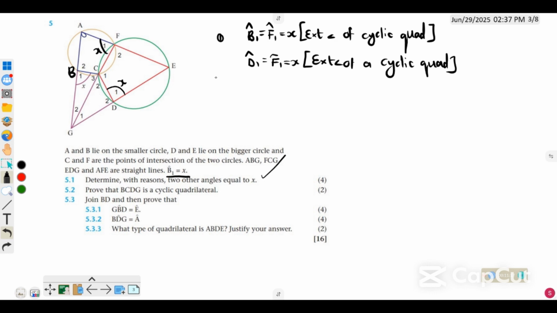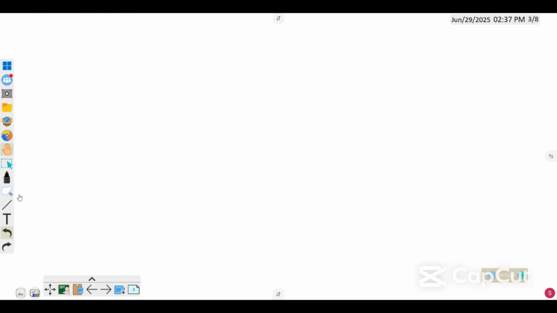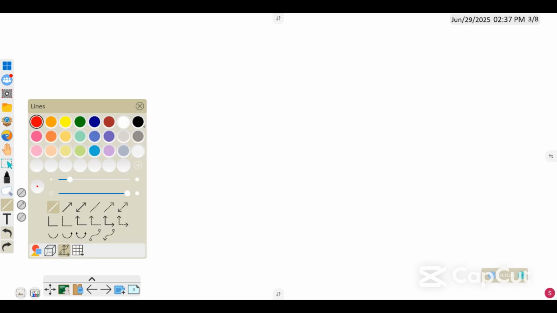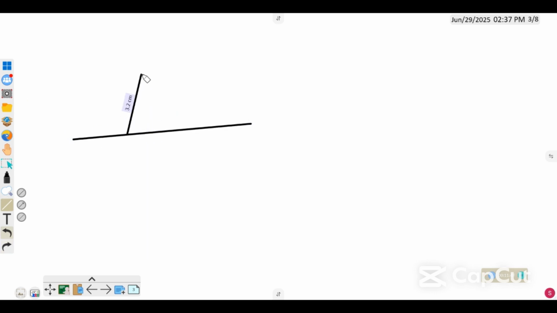Number 2, prove that BCDG is a cyclic quadrilateral. Where's BCDG? B there, C, D, G is a cyclic quadrilateral. Listen up. Whenever you are asked to prove that something is a cyclic quad, you first need to look at it. There are multiple ways you can prove that something is a cyclic quad. The first way, if you can see that the exterior angle of that quadrilateral is equal to the interior opposite, or the angle in the alternate segment.